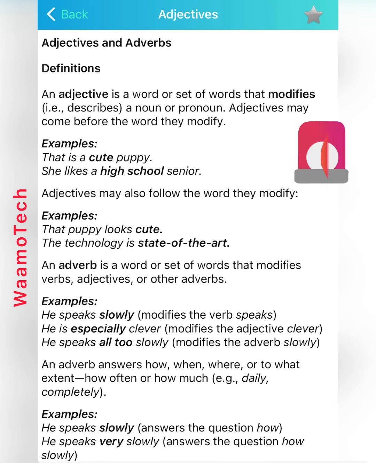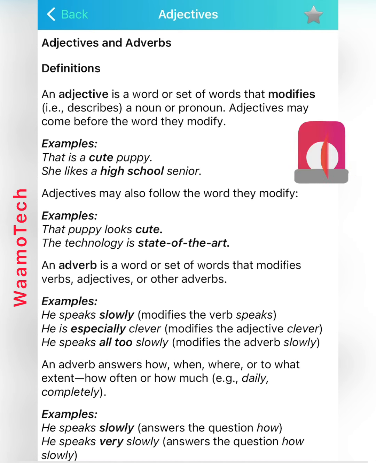As per the definition, an adjective is a word, just a single word, or a set of words, meaning a group of words, that modifies, describes, explains, or says something about a noun or a pronoun. Adjectives may come before the word they modify. So basically, an adjective is a single word or a group of words that describe or say something about a noun or a pronoun. A noun as in Abdullahi, and a pronoun as in he, she.